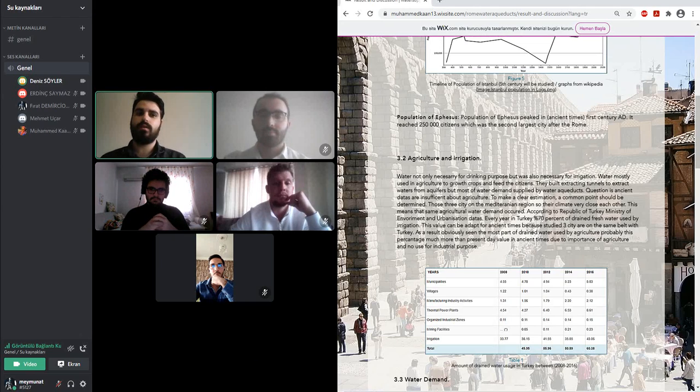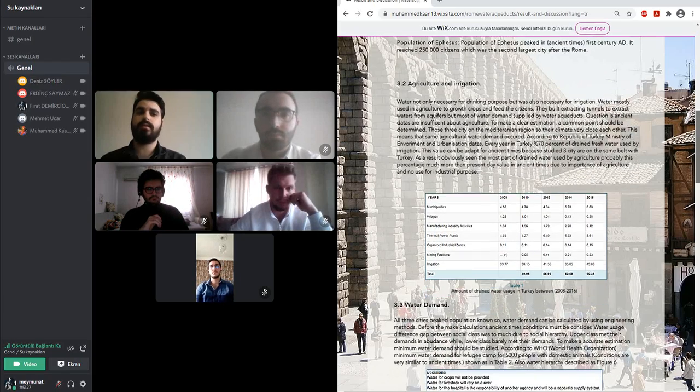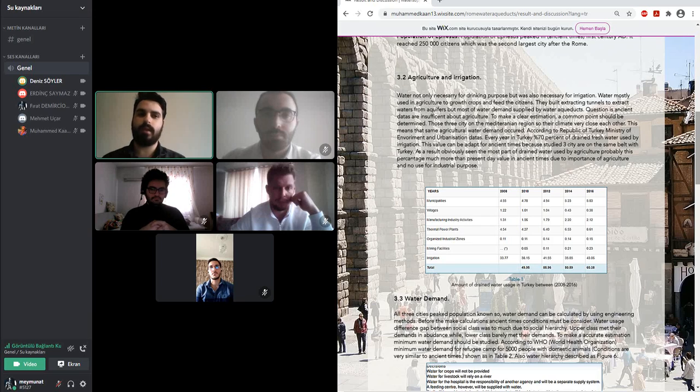Water was needed not only for drinking but also for irrigation. Water was mostly used in agriculture to grow crops and feed the seasons. They built extracting tunnels to extract water from aquifers, but most of the water demand was supplied by aqueducts. The problem is, ancient data are insufficient about agriculture. To make a clear estimation, a common point should be determined. These cities are in the Mediterranean region, so their climates are very close to each other. This means the same agricultural water demand occurs.